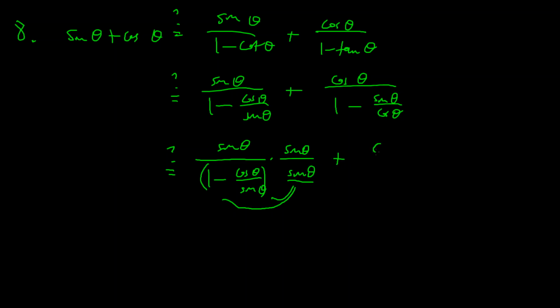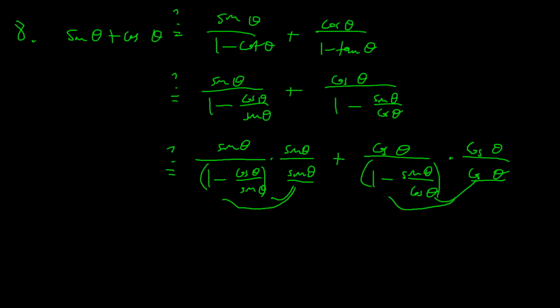So the second one here is cos theta over 1 minus sine theta over cos theta, and I'm going to multiply by cos theta over cos theta. That way, when I distribute the cos theta on the bottom, it will cancel this one here. So for the first fraction, on the top I have sine theta times sine theta, that's sine squared theta. On the bottom, sine theta times 1 is sine theta, and the cosines cancel, so I'm left with minus cos theta.